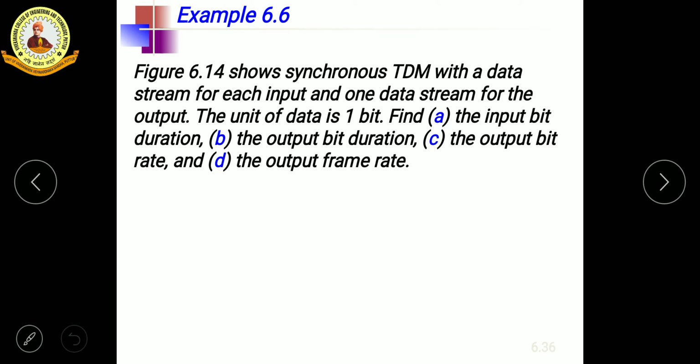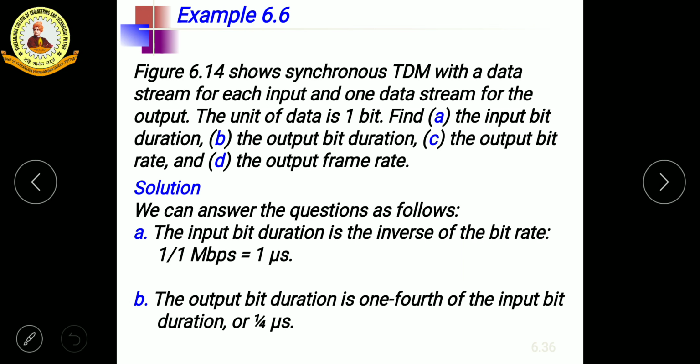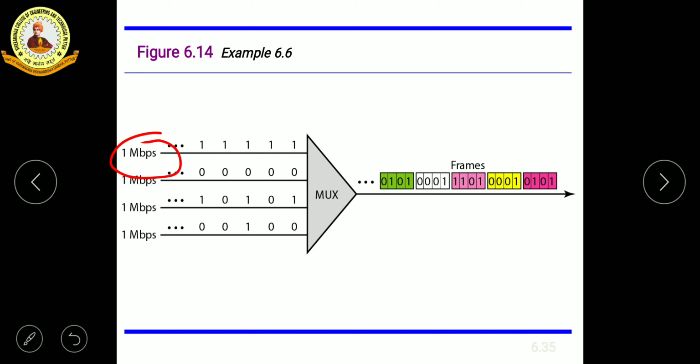The question is very easy. The input bit duration, like the previous problem, is 1 by 1 Mbps, which means it is 1 microsecond. That's it. Then the output bit duration will be 1/4 of this 1 microsecond, right? I think you might have understood. When the question asks for the input bit duration, it is 1 by the capacity of that channel. What is the capacity of the first source? It is 1 Mbps, it can produce 1 megabit per second. So the bit duration of one bit is 1 by 1 Mbps.